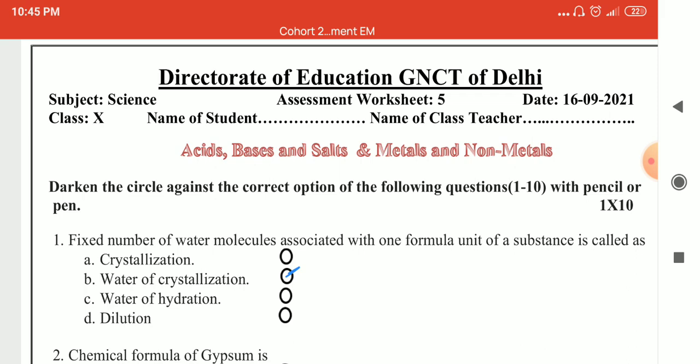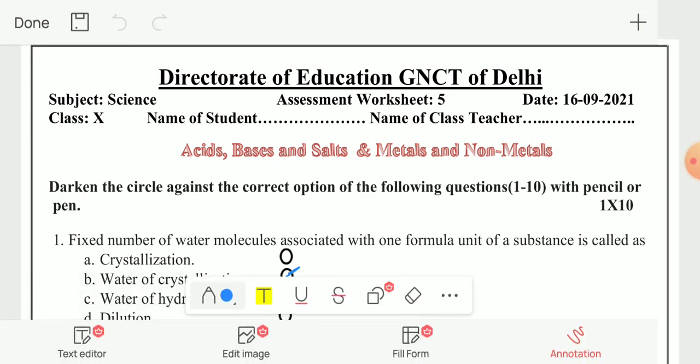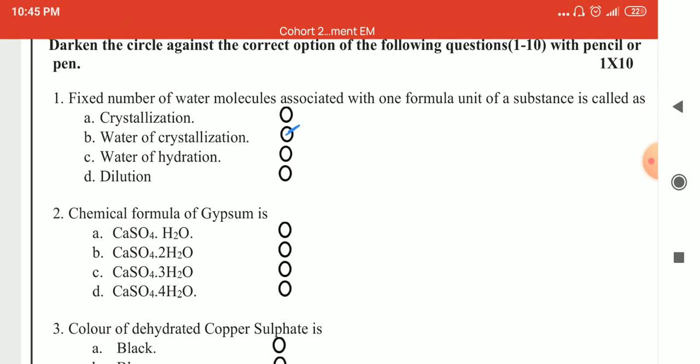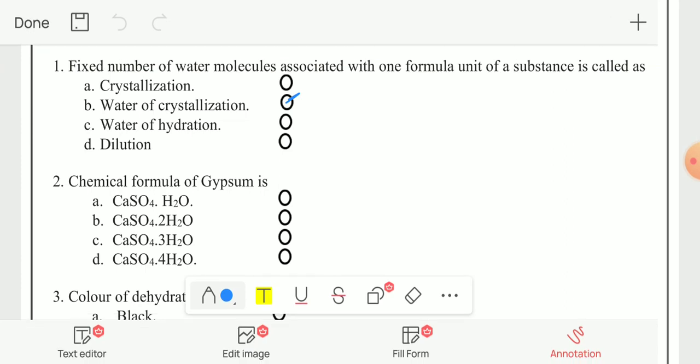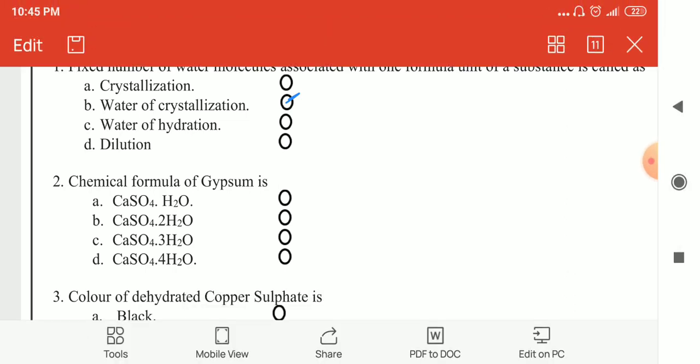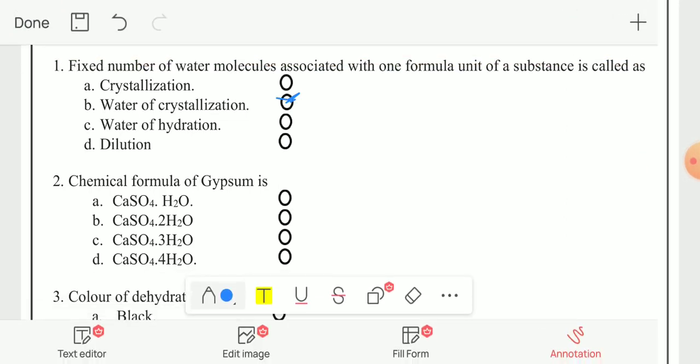First question is, fixed number of water molecules associated with one formula unit of a substance is called as: A. Crystallization, B. Water of crystallization, C. Water of hydration, and D. Dilution. Correct answer is B, water of crystallization. So you have to darken the second circle, or B part of the question.